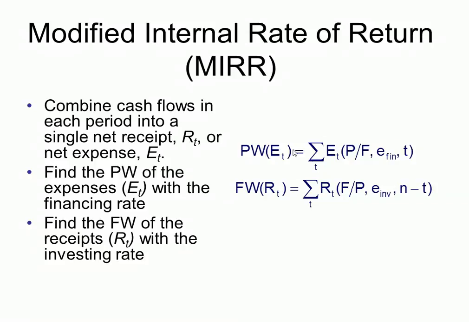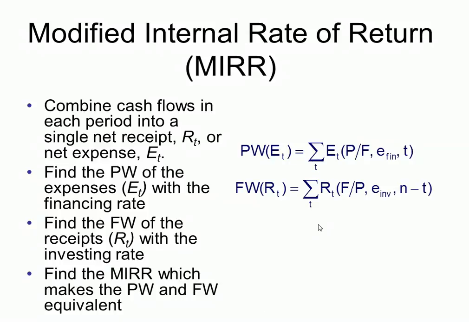This method is useful in terms of making sure that there's only one sign change. All the expenses, the negatives, will be in the present, and all the positives will be in the future, so there's only a single sign change. So then we can find the modified internal rate of return, not the internal rate of return, which makes the present worth and future worth equivalent.